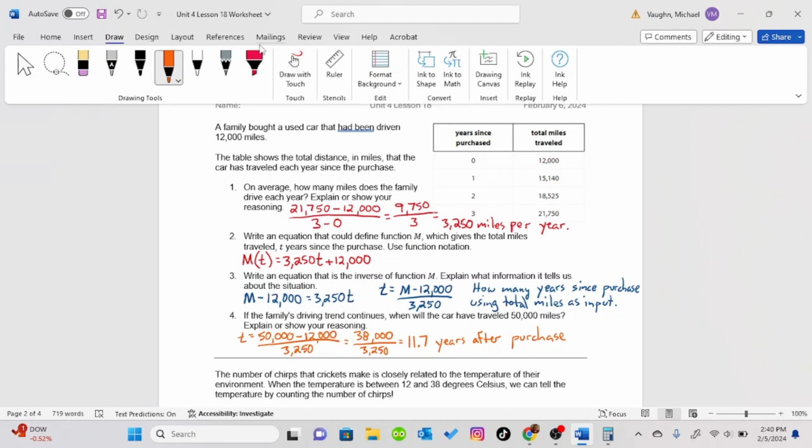So this is how you use a word problem and a table to find the slope, then use the slope and the intercept to write the function notation, then use that function notation to write the inverse function, then use that inverse function to solve a word problem.